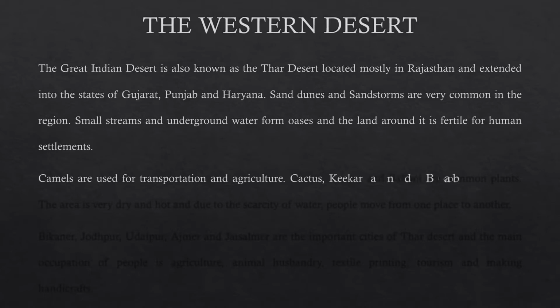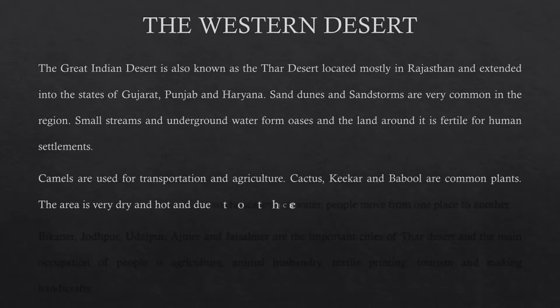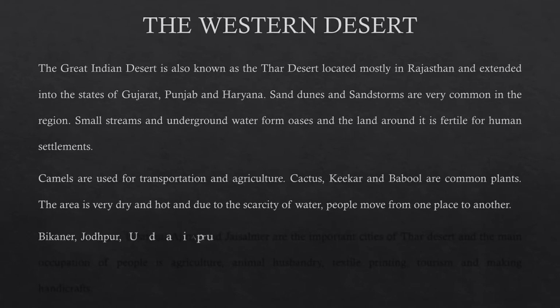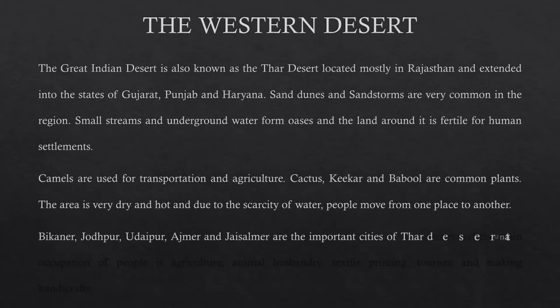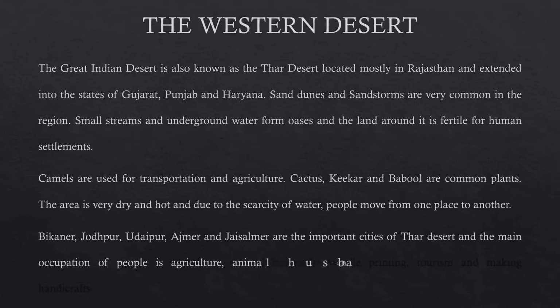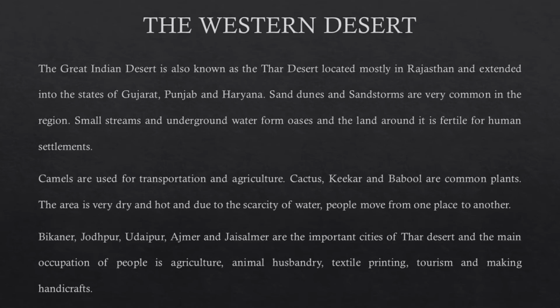Camels are used for transportation and agriculture. Cactus, kikar and babul are common plants. The area is very dry and hot, and due to the scarcity of water, people move from one place to another. Bikaner, Jodhpur, Udaipur, Ajmer and Jaisalmer are the important cities of the desert. And the main occupations of people are agriculture, animal husbandry, textile printing, tourism and making handicrafts.